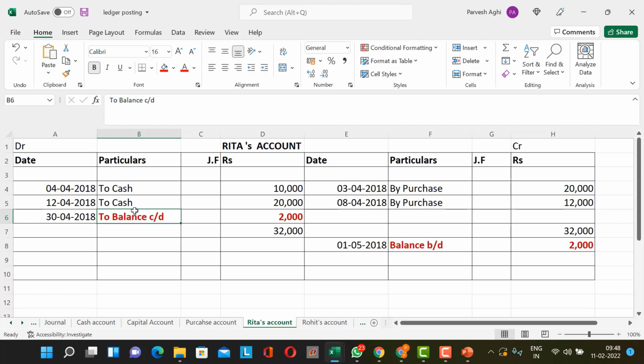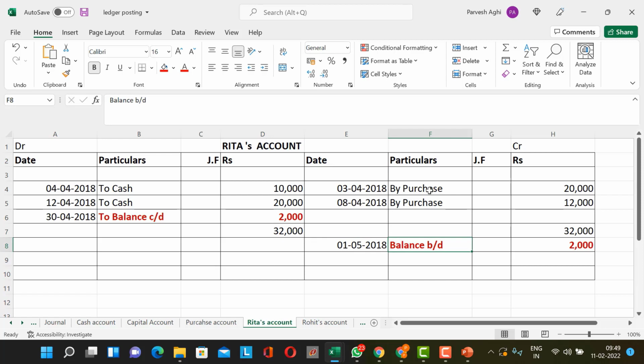So which one? This 2,000 which is coming: we have purchased 20,000 and 12,000 worth of material from her. So how much material has she supplied? 32,000. But how much have we paid to her? 30,000. So this 2,000 stands payable to Rita, isn't it? So we will have to pay this.